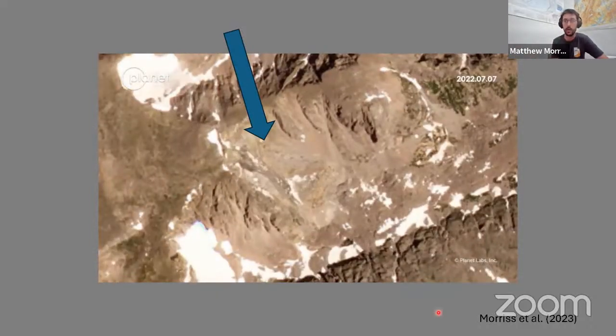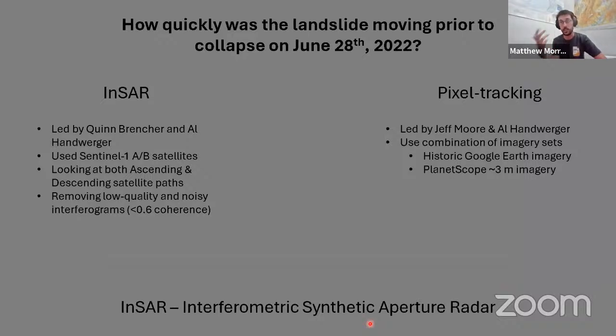So very quickly, we were able to answer at least yes, it appears the landform was moving prior to collapse, but how quickly, and is it accelerating into 2022, which is a key question for landslides. Is it accelerating? Is it linear and then fails in terms of velocity? So this actually changed our question. Instead of yes or no, is it moving? How quickly was the landslide moving prior to collapse?